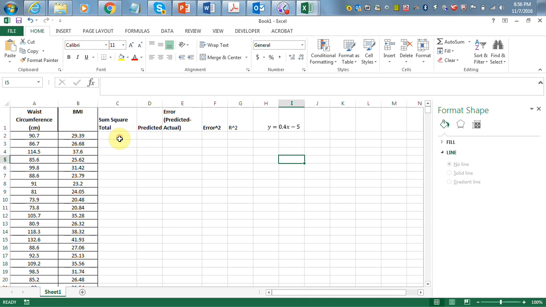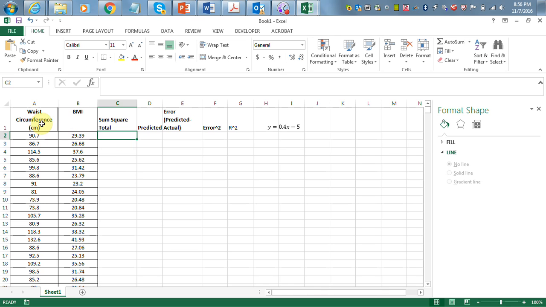Hi, this is an example of how to compute the sum square total, predicted error, the sum squared error, and the R-square value, the actual trend line, best fit trend line, using Microsoft Excel. So I'm using CDC data, just a small bit of it, with waist circumference and body mass index.